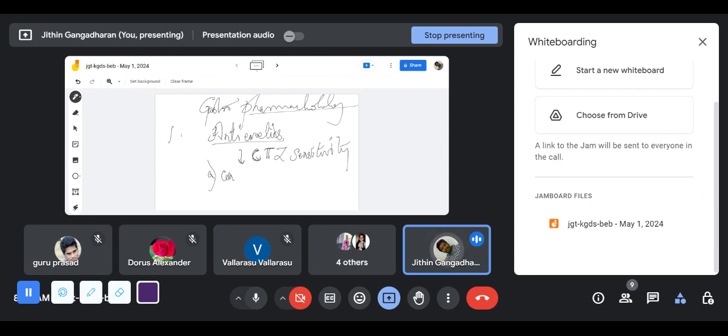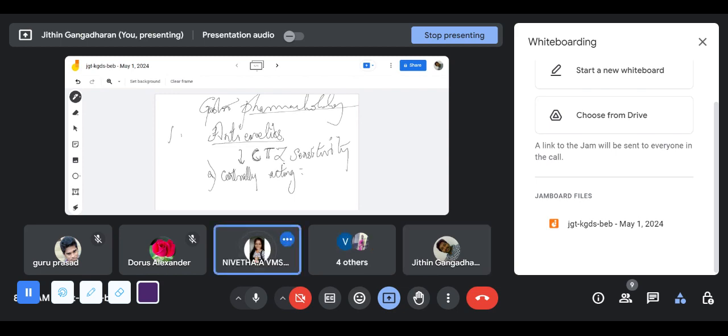Centrally acting antiemetics. Can anyone give me an example for the centrally acting antiemetic? Niveda, give me an example, or any medicine that you know in the classification of antiemetics.